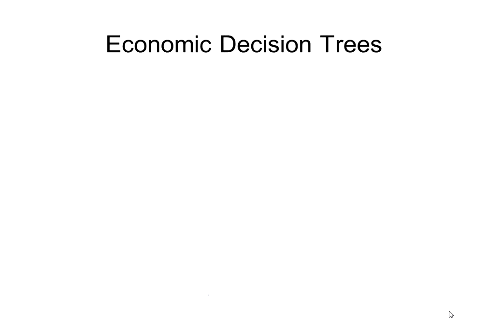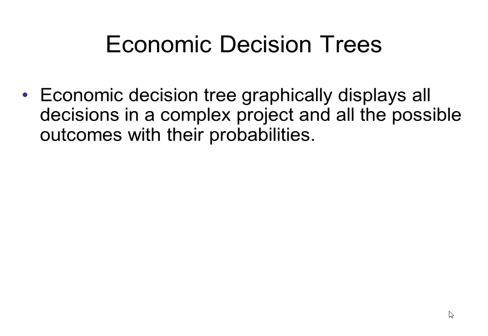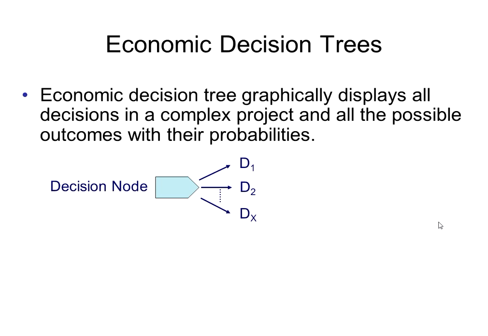So now let's take a look at economic decision trees, and these are really useful when you have some complex situations. They allow us to graphically represent all decisions in a complex project and all the possible outcomes with their probabilities. And we have a decision node. This is how we denote the decision nodes in this type of figure here. And then for each decision node, we also specify the decision, right? So we have X different decisions, D1, D2, Dx.